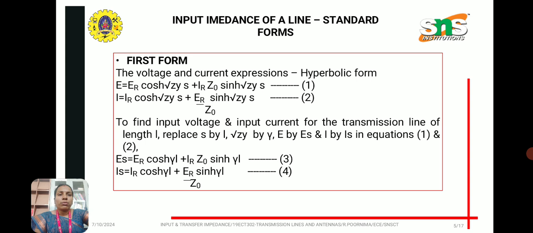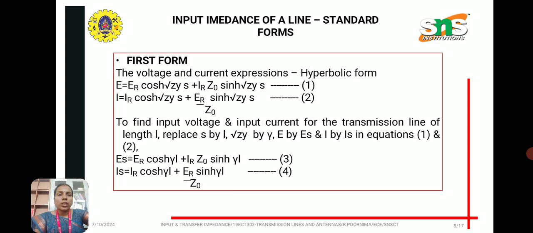We are going to find the standard form of input impedance. The first form is given in the voltage and current expressions of hyperbolic form. For example, in the first equation, voltage is given as E equals Er cosh of square root of ZY times s plus Ir Z0 sinh of square root of ZY times s, where Er and Ir are the receiving end voltage and current, and the square root of Z over Y is the characteristic impedance, given in hyperbolic form. Similarly, the current expression is given in the second equation.